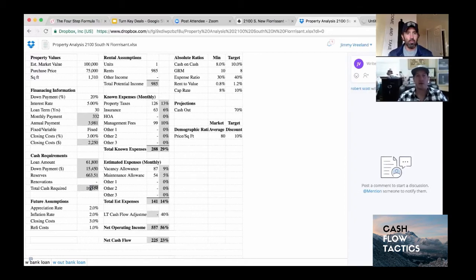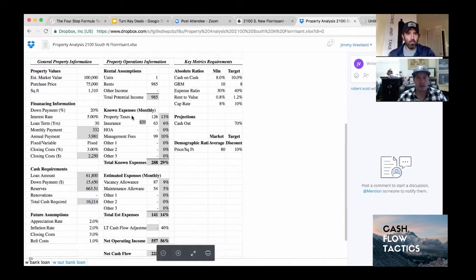The great thing about St. Louis is taxes are relatively cheap. Our property taxes are running $126 a month. Insurance is $63, and again, we've been very conservative.